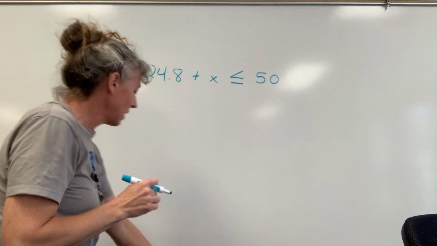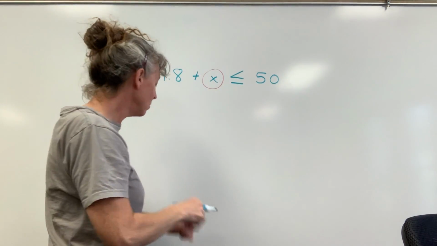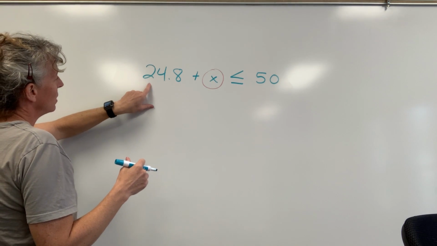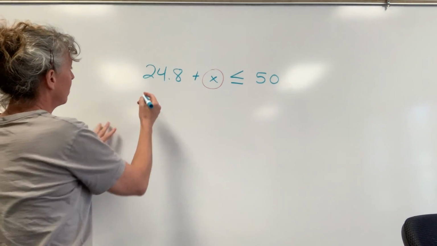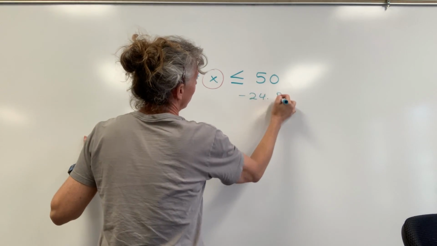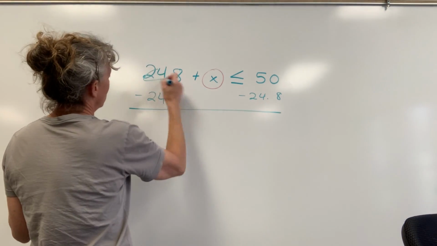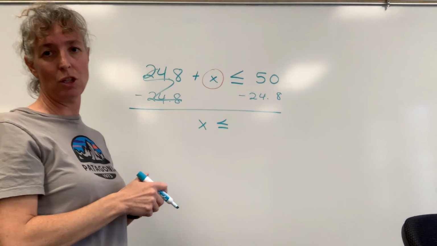So I need this X by itself. Just like always, they used a W, remember, it doesn't matter what letter you use. Okay, I need to get rid of this 24.8. So to get rid of a positive 24.8, what do I do? Good, subtract 24.8. Subtract 24.8 over here, because remember, we have to do it to both sides to be fair. This will go away. X will be less than or equal to, what's 50 minus 24.8?